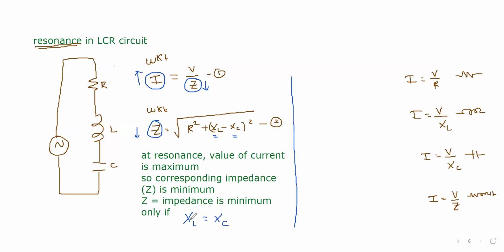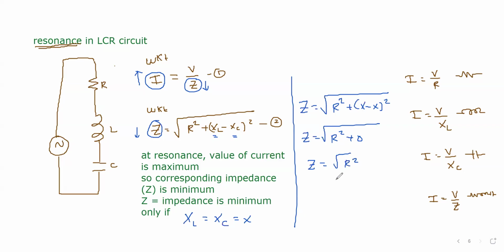So the value of XL is equal to value of XC இருந்தா மட்டும் Z minimum. இப்போ போட்டு பாருங்க, XL equal to XC equal to X னு வச்சுக்கலாம் for reference. Z is equal to what? Square root of R square plus X minus X the whole square. Z is equal to square root of R square plus 0. Z equal to root of R square. Z is equal to R. So very important point. Impedance is equal to resistance. Impedance value exactly equal to resistance value. Yep, only at resonance. At resonance, current is maximum.